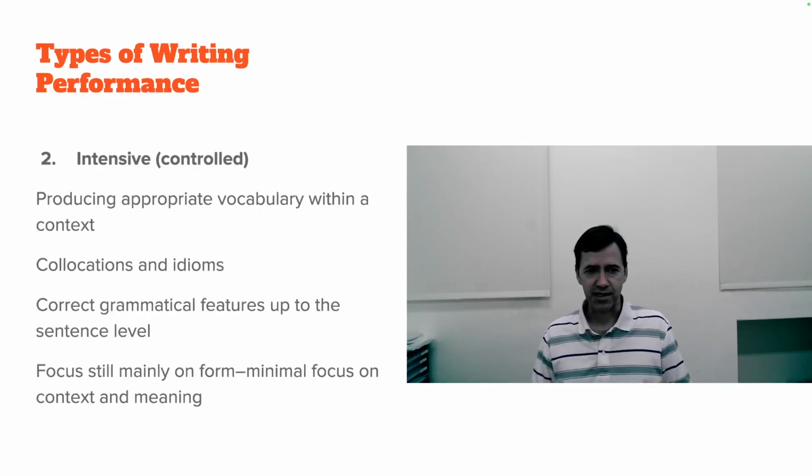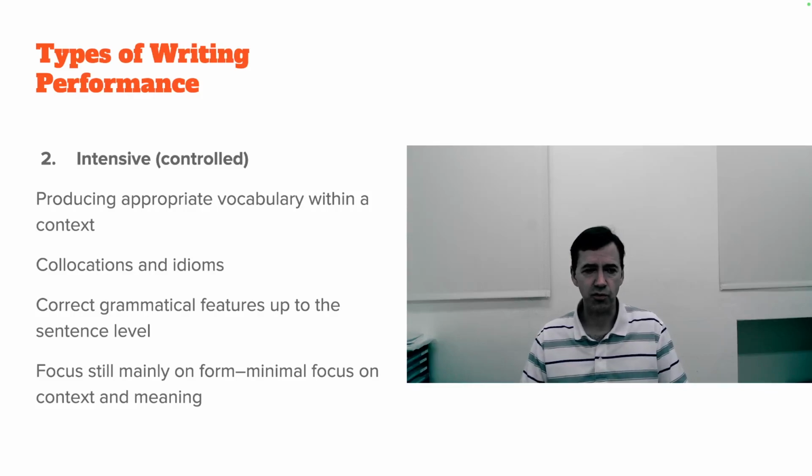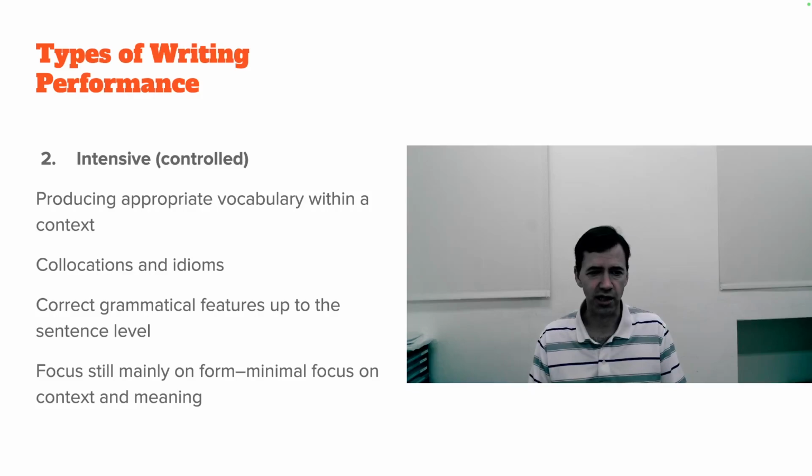Okay, the second is intensive or controlled. Here students are producing appropriate vocabulary within a context. Here we're looking at collocations and idioms, and correct grammatical features up to the sentence level only. And again, the focus here is mainly on form. We have minimal focus on context and meaning.